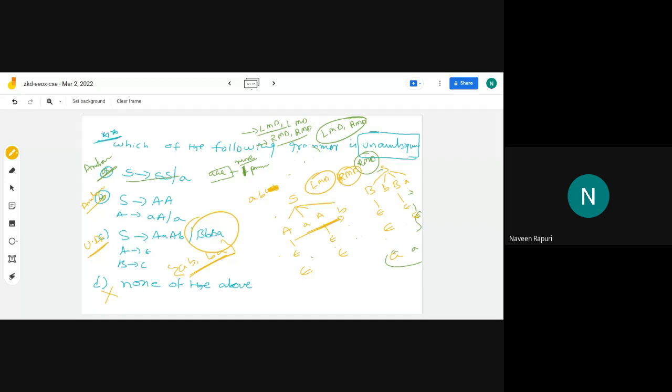A and B both are producing more than one tree for a string. That's why those two are ambiguous grammars, sir. So this is about finding whether the grammar is ambiguous or not.